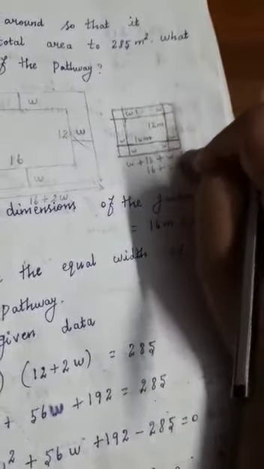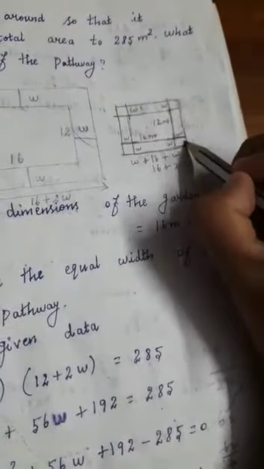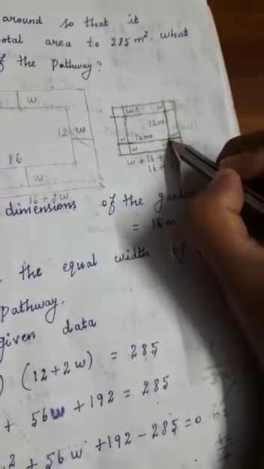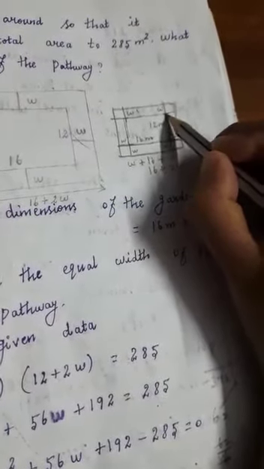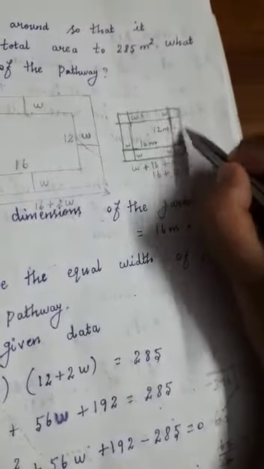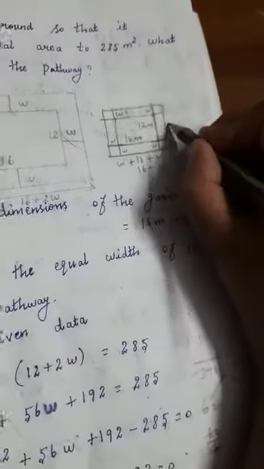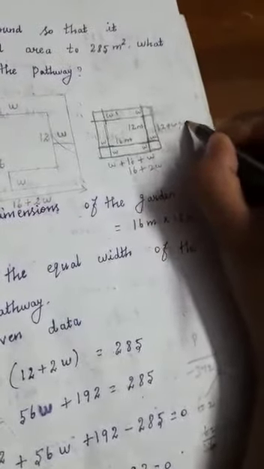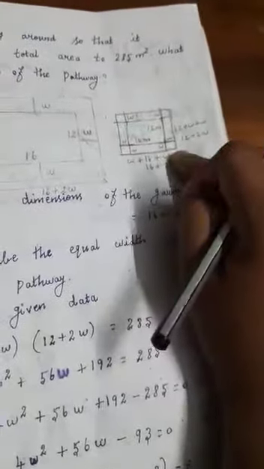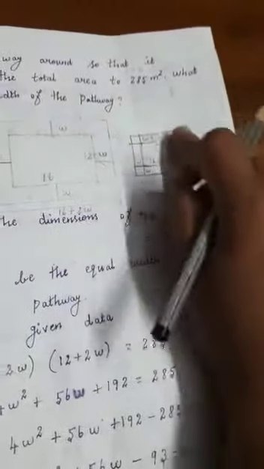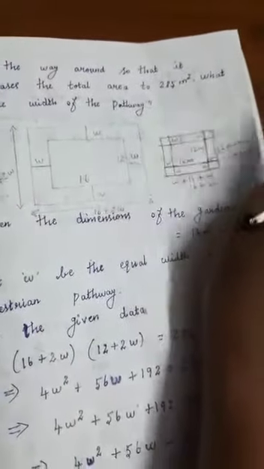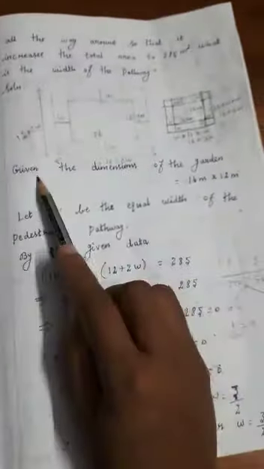Next, we need the breadth also. The breadth means this full length. Here this much is 12, and the width of the pathway is W meters. So this is W, this is 12, this also W. If you add it, we get the breadth: 12 plus W plus W, that is 12 plus 2 times W. So this is the length and this is the breadth of the full area. If you multiply them, we get the total area they have given, 285 meters squared. Now see the solution.